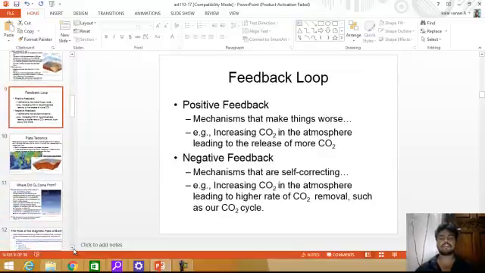Feedback loop. Generally, a positive feedback mechanism makes things worse, for example increasing CO2 in the atmosphere leading to the release of more CO2. Negative feedbacks are mechanisms that are self-correcting, for example increasing CO2 in the atmosphere leading to a higher rate of CO2 removal, such as the CO2 cycle.